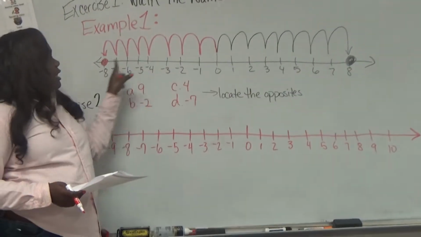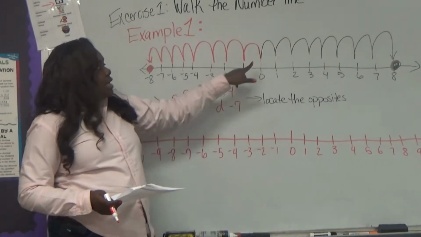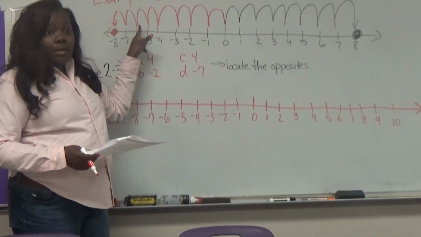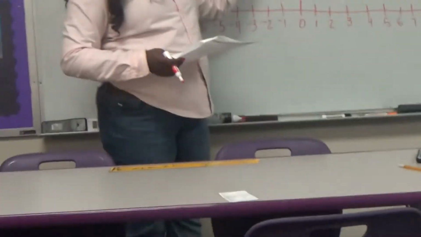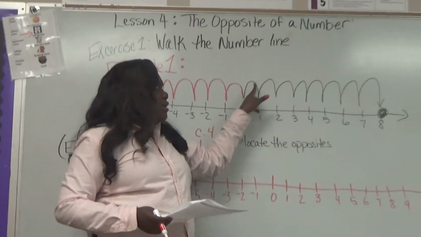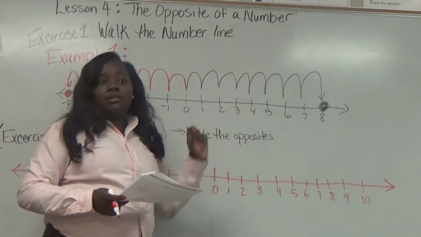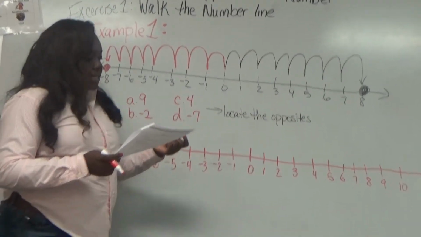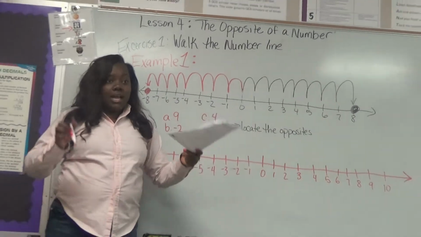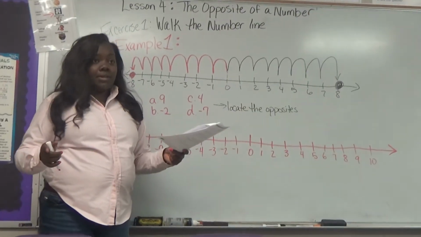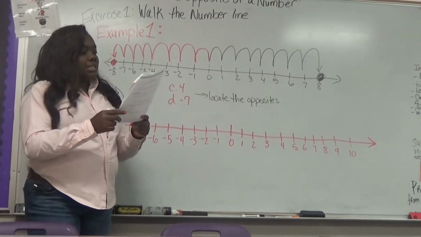Although we went to the left to get to this negative number, it still took us only 8 units to make it to it. And then to get to our positive 8, we went to the right, but it still took us 8 units to make it to our positive number. So it's safe to say that opposites are the same distance away from what? The 0. Away from 0, okay?